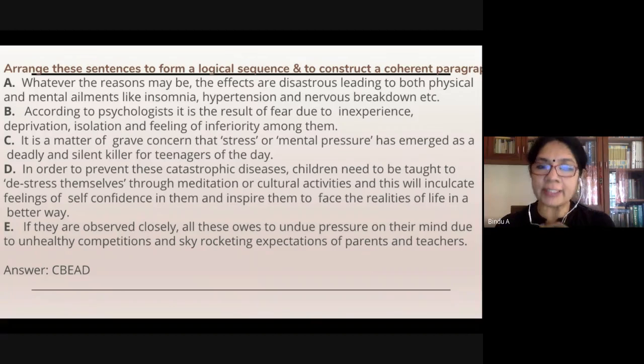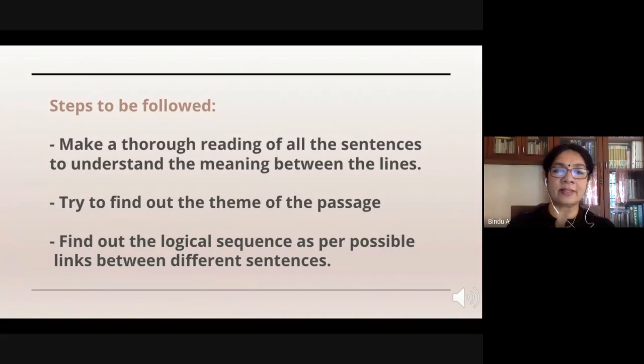In order to prevent these catastrophic diseases, children need to be taught to de-stress themselves through meditation or cultural activities, and this will inculcate feelings of self-confidence in them and inspire them to face the realities of life in a better way. So that is how you would conclude the paragraph. So this is how you go about the task. Read the sentences fully, identify the theme, and then look for the linking words. I've put up these steps in the next slide.